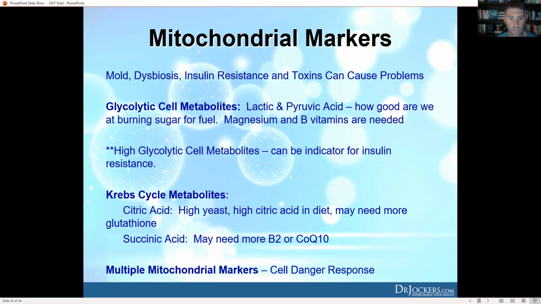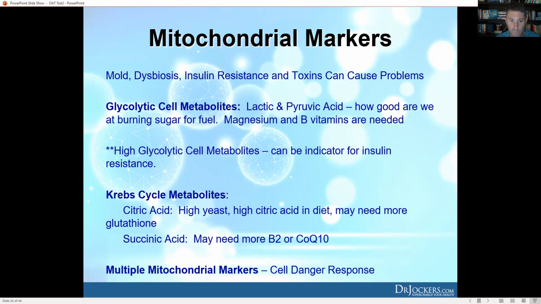Krebs cycle metabolites, like citric acid: high yeast, or high citric acid in your diet. So if you're doing a lot of lemons and limes, or you're taking supplemental citrate, we know that binds to the oxalates. So I've put a lot of people on magnesium potassium citrate to help bind and move the oxalates out. And so sometimes when we retest, those people might have high citric acid. But if that's the only Krebs cycle metabolite that I'm seeing elevated, then I'm not concerned about it. But if I'm seeing a whole bunch, right, then that could be an issue.